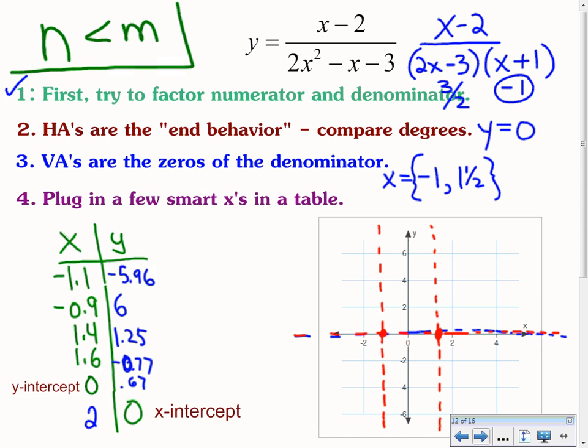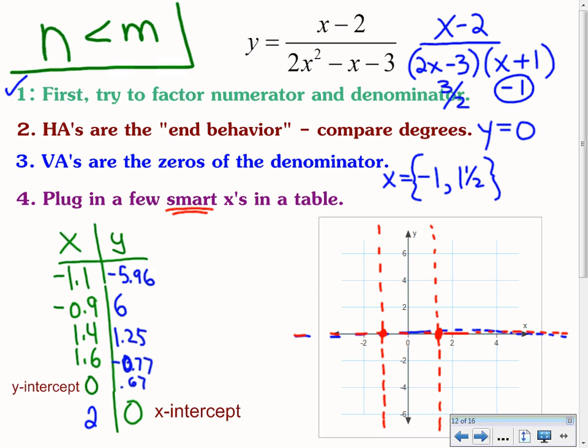But now, so we have these. I'll make this kind of the same color. So we have these 3 asymptotes. We've got 2 vertical and 1 horizontal. We're kind of done. Time to plug in some numbers. And I had a 4-function calculator. So when I talk about plugging in smart x's, I'm talking about plugging in x's to the left and to the right of each of those vertical asymptotes.